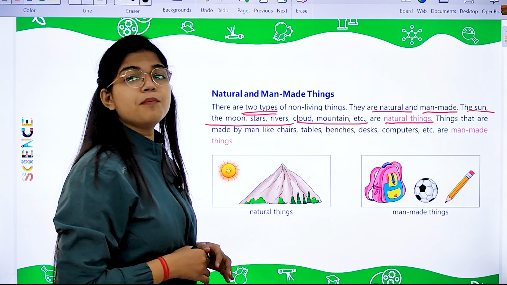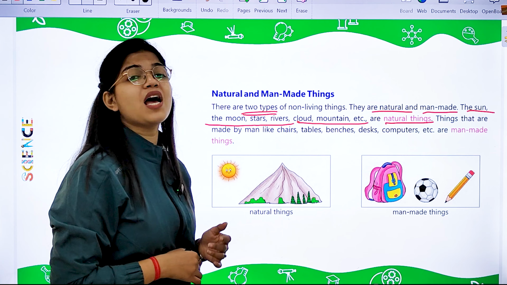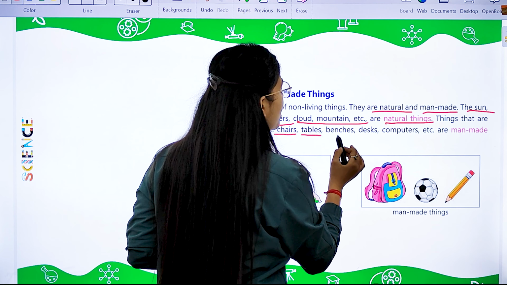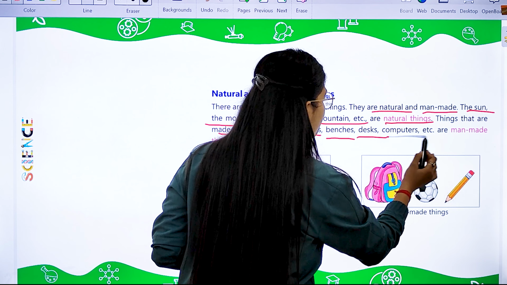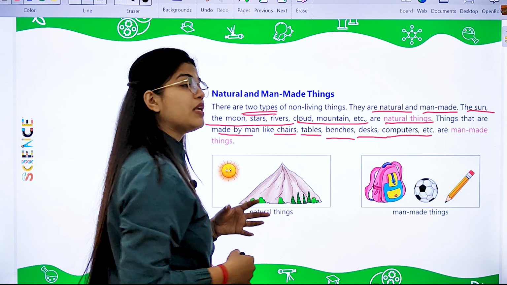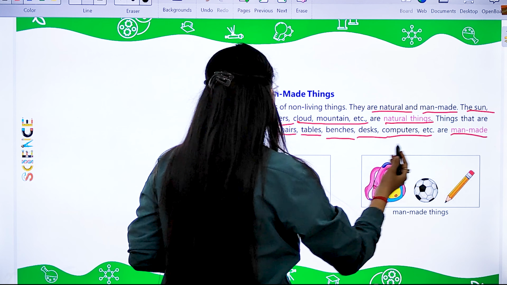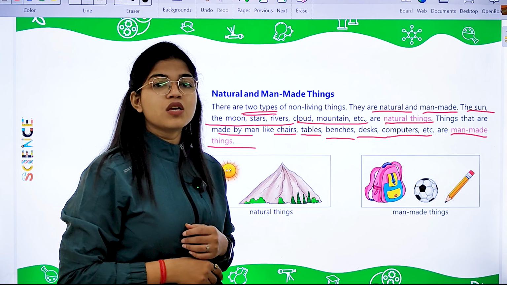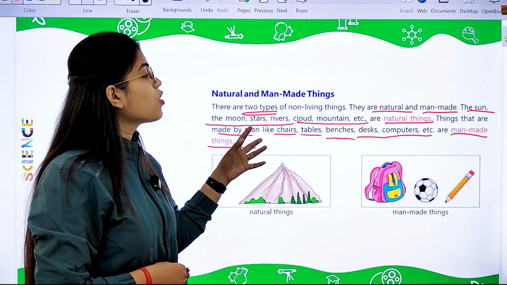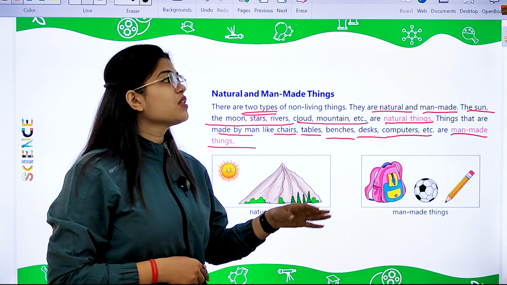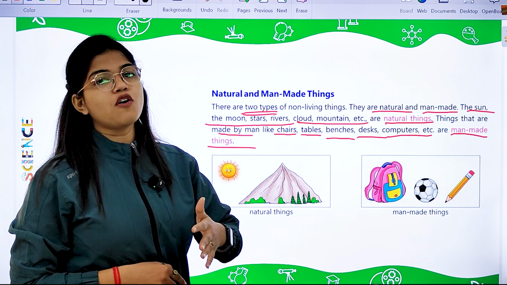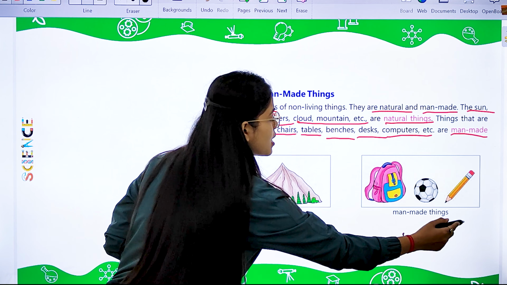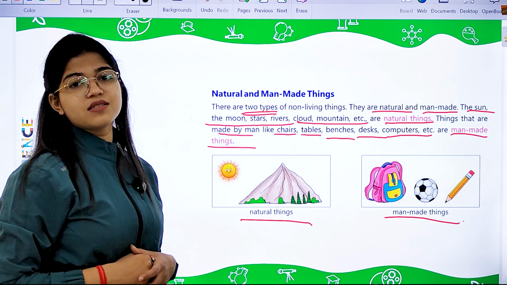But there are some things which are made by man, made by human beings, like chair, table, benches, desk, computer, etc. All these are what? These are man-made things. They do not exist on their own. So like this, these two are further sub-classification of non-living things. You can see these are the natural things and these are the man-made things.